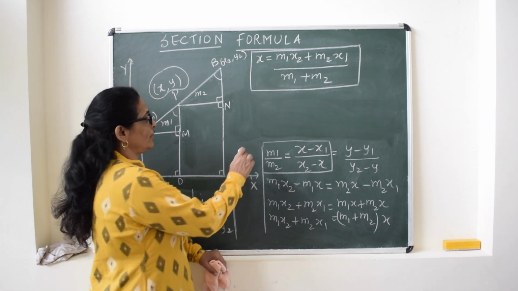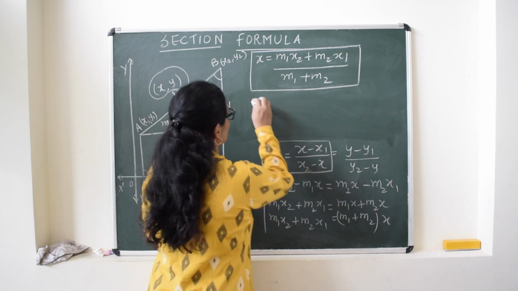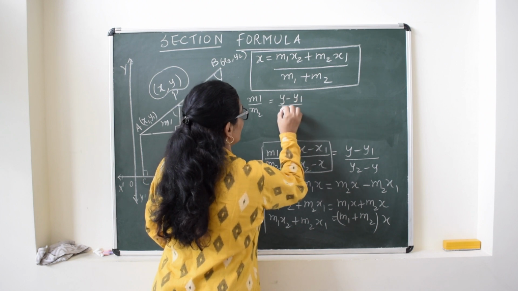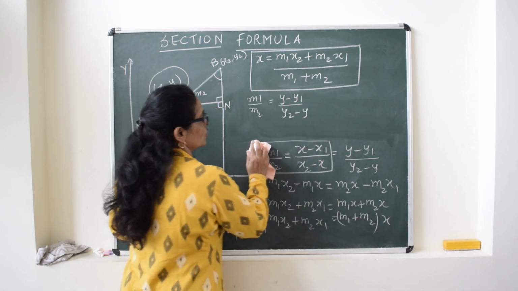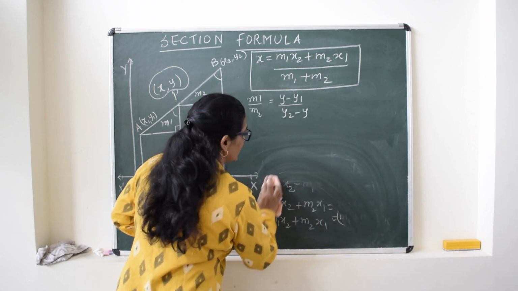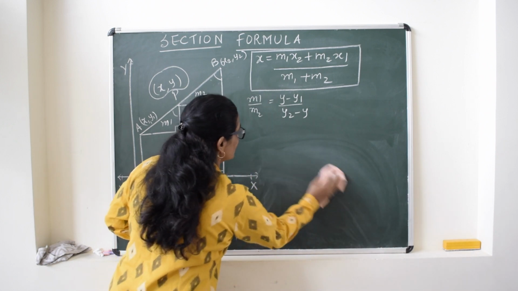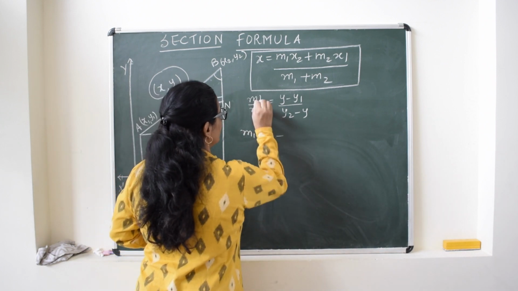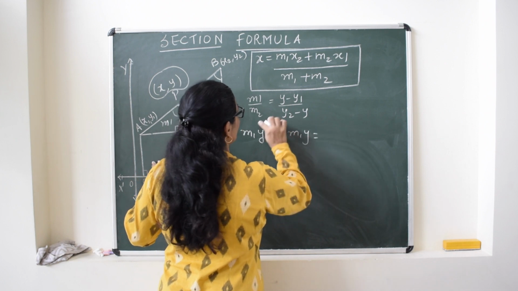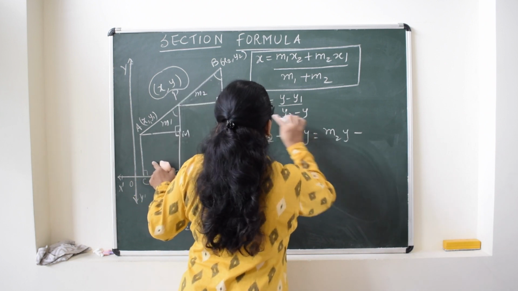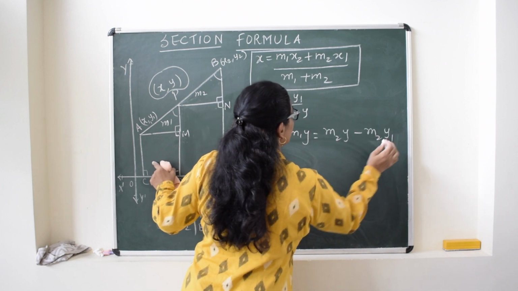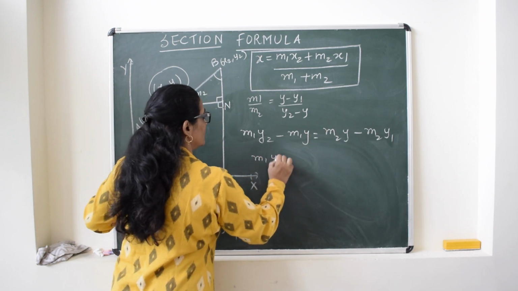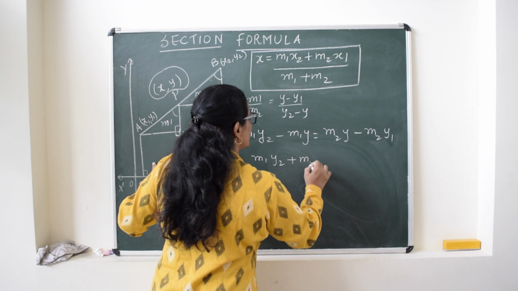Now to get the value of y, we will equate m1 by m2 with this. So m1 upon m2 is equal to (y minus y1) upon (y2 minus y). Now we will cross multiply to get the value of y, and this will give us m1y2 minus m1y is equal to m2y minus m2y1. Similar to what we have done for x, we will collect y's on one side and m2y1 will come to this side.